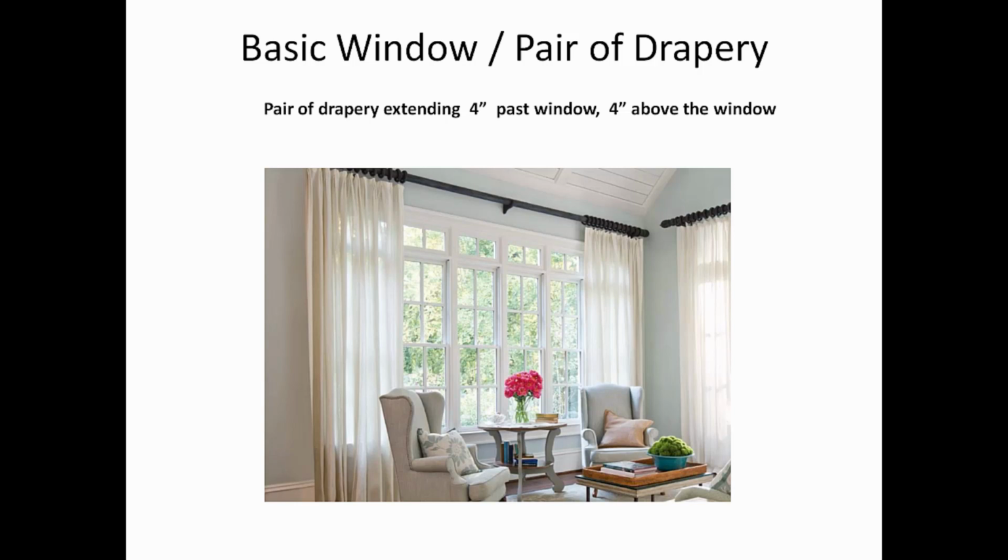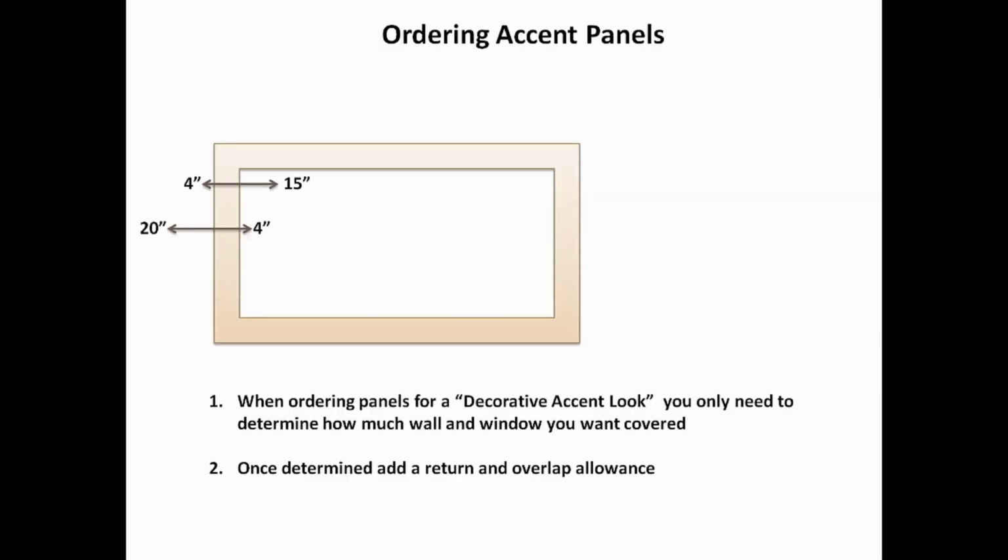Here again, these are all minimums. You can do lots of different things, but just to give you an idea of a custom drapery, they've got returns, all those things that we talked about. And finally, getting toward the end, I have people ask me all the time, how do you order for drapery side panels or accent panels or decorative panels?